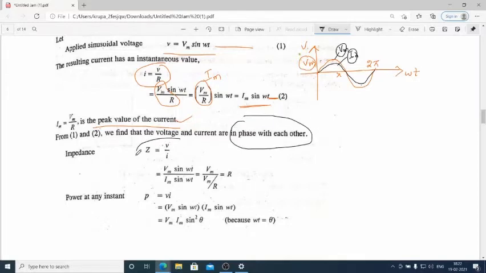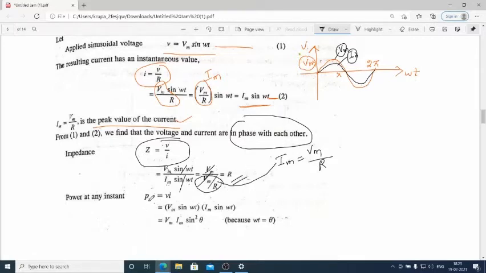Okay. So Z, the impedance, is V upon I. I am writing Vm sine omega t upon Im sine omega t. So sine omega t and sine omega t cancel out, leaving Vm upon Im. We all know that Im is equal to Vm upon R. So I am substituting the Im value in the denominator. This Vm cancels out, and finally we find R.